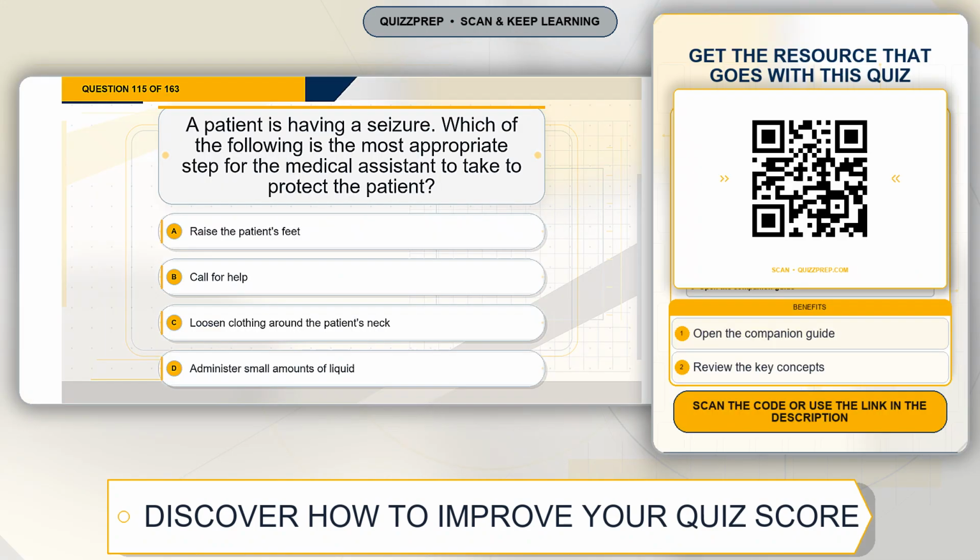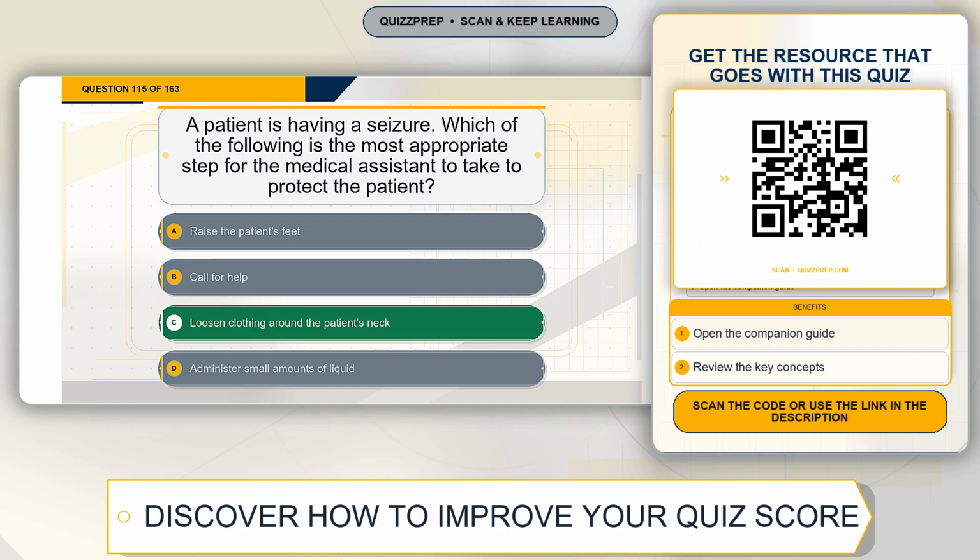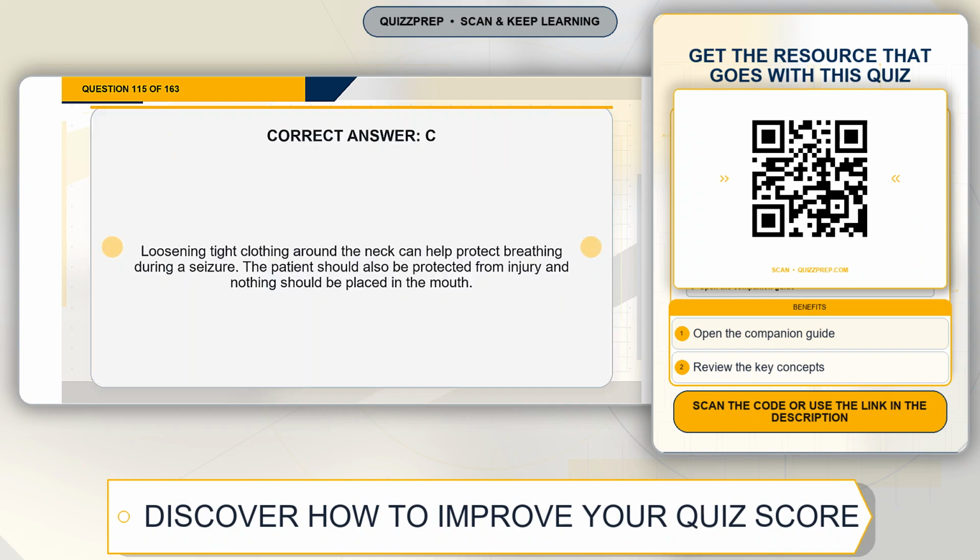Question 115. A patient is having a seizure. Which of the following is the most appropriate step for the medical assistant to take to protect the patient? Option A, raise the patient's feet. Option B, call for help. Option C, loosen clothing around the patient's neck. Option D, administer small amounts of liquid. The correct answer is option C, loosen clothing around the patient's neck. Explanation. Loosening tight clothing around the neck can help protect breathing during a seizure. The patient should also be protected from injury and nothing should be placed in the mouth.